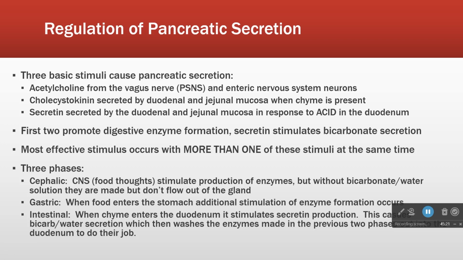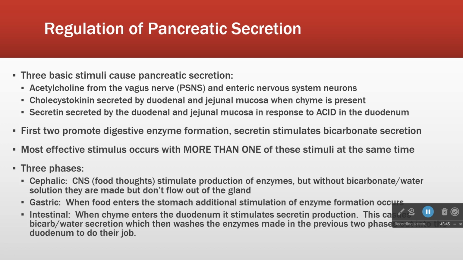The gastric phase: now food's entering the stomach, and the stomach senses food in the stomach, and it responds by stimulating itself as well as these other materials. So it's kind of a feedback loop. Remember, gastrin comes from the stomach and stimulates the stomach in response to food being present.